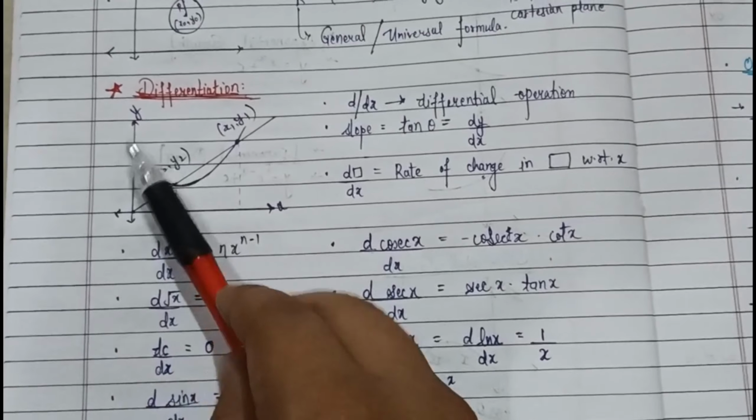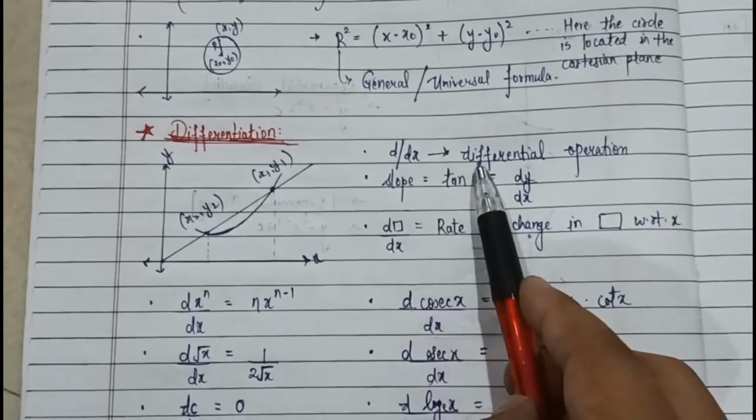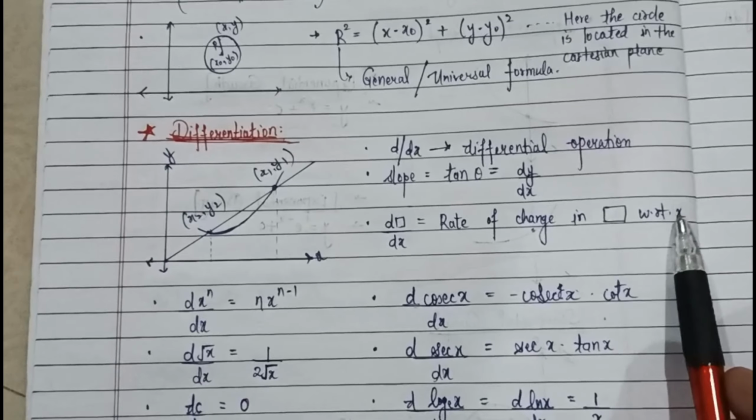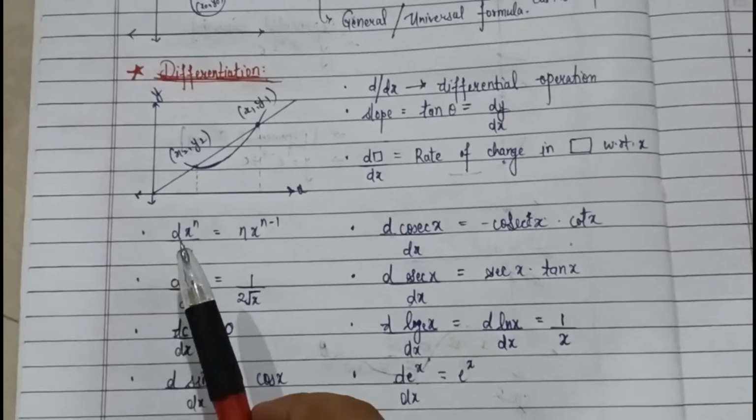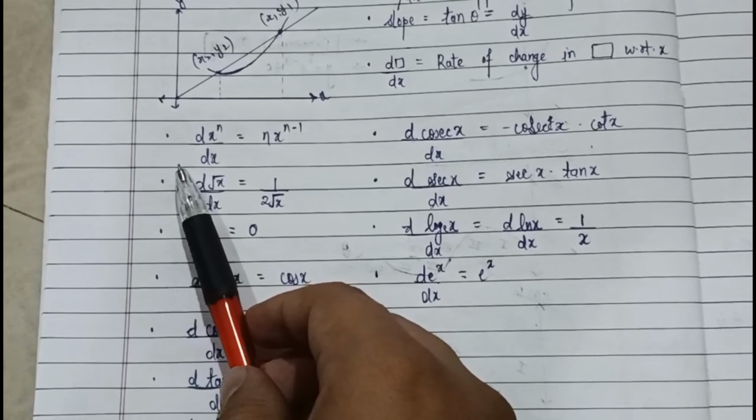Now let's learn about differentiation. d by dx is the differential operation. Slope is equal to tan theta is equal to dy by dx. Then d of box by dx is equal to rate of change of box with respect to x. Now the formulas for the operation of differentiation go as follows.